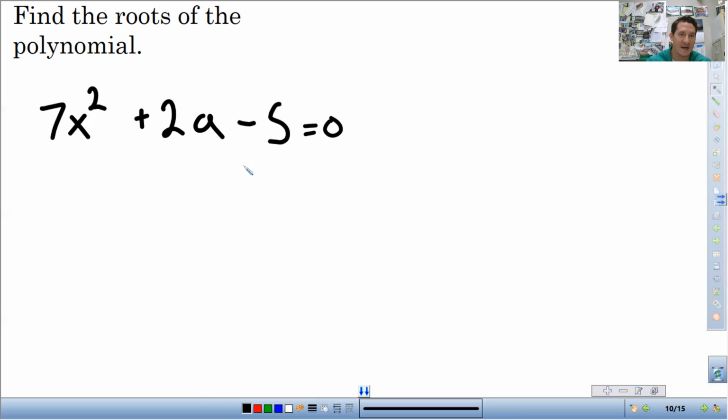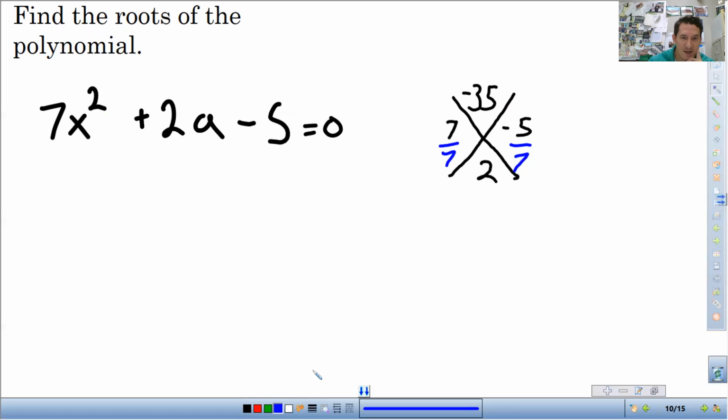So we're going to factor this using the x factor. So remember, on top, I'm going to do 7 times negative 5 is negative 35. Bottom is 2. So what are factors of negative 35 that add to 2? That's going to be positive 7, negative 5. And then since I've multiplied by 7 to get the top number, I have to divide it back out. Divide both sides by 7, and then reduce.